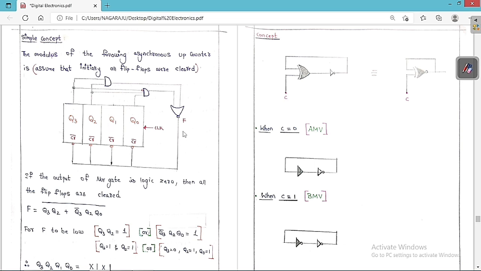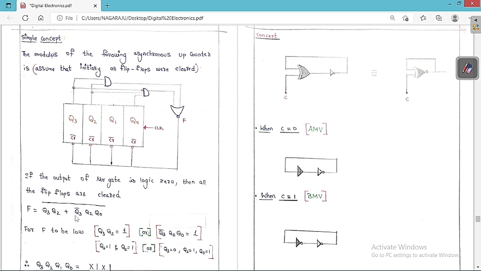So what is this F? I already told you, this is Q3 into Q2, and this is Q3 bar into Q2 into Q0. You have to take the whole bar. So F is equal to Q3 into Q2 plus Q3 bar into Q2 into Q0, whole bar. Now I want F to be low. At what conditions is F low, we need to figure out. You can see clearly, whenever Q3 into Q2 is equal to 1, no matter what the other is.